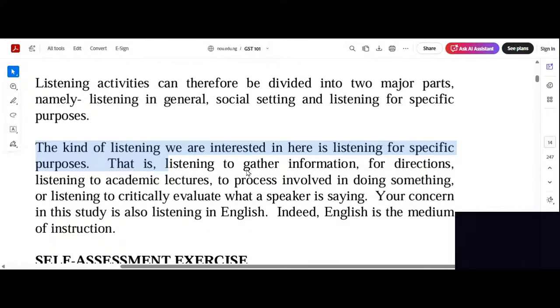That is listening to gather information for directions, listening to academic lectures, listening to process involved in doing something, or listening to critically evaluate what a speaker is saying. All these fall under listening for specific purposes. Now, your concern in this study is also listening in English. So English is the medium of instruction in this course.